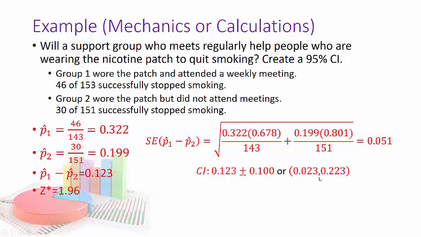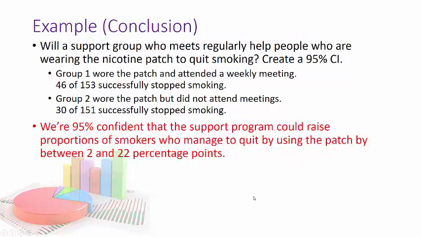Now, what's my conclusion? Well, I've got 2.3% to 22.3%. We are 95% confident that the support program could raise proportions of smokers who manage to quit by using the patch by between 2 and 22 percentage points. Now, one thing to keep in mind is, would legislators pay for this program? Well, some might be more tempted to look at the 2 percentage points and say it's not worth the risk. And then others might say, oh, look at the 22%, because we're giving a pretty huge range.